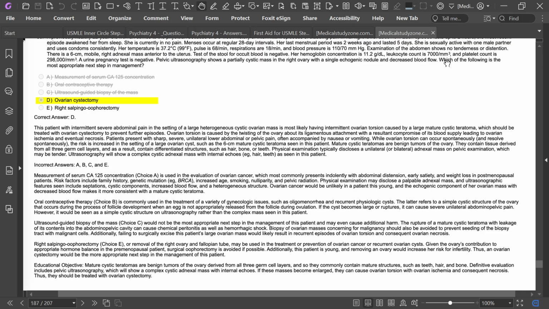Ovarian cancer would be unlikely in a patient this young, and the echogenic component of her ovarian mass with decreased blood flow makes it more consistent with a mature cystic teratoma.